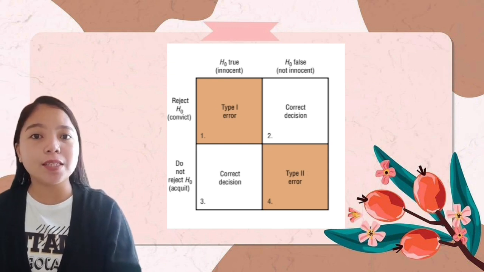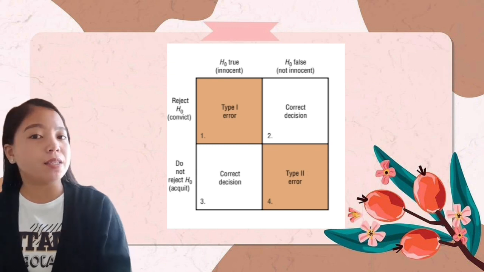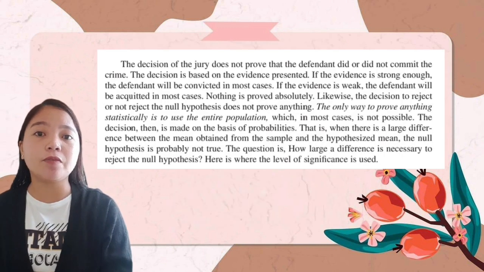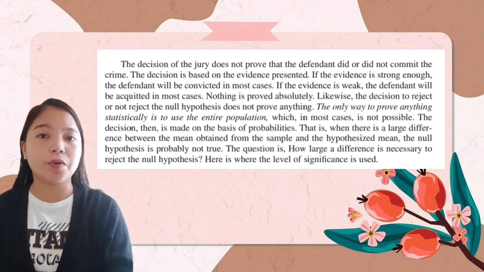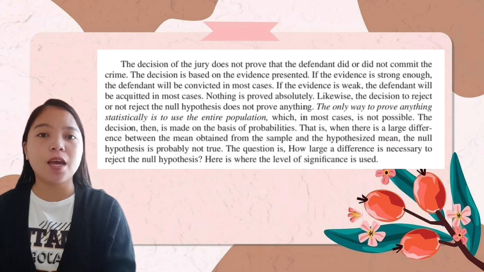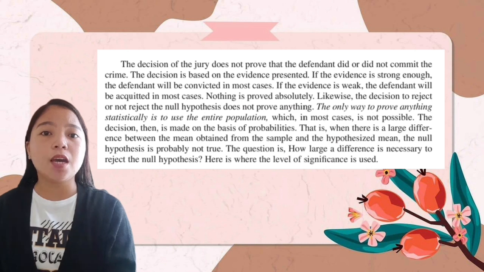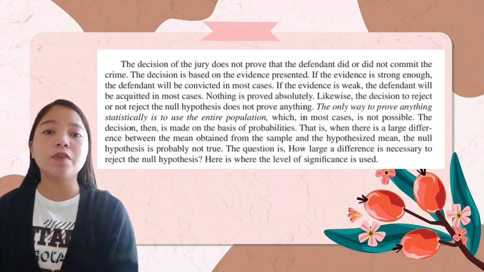However, if the defendant is acquitted and he or she did commit the crime, then a type 2 error has been made. It is in block 4. The decision of the jury does not prove that the defendant did or did not commit the crime. The decision is based on the evidence presented. If the evidence is strong enough, the defendant will be convicted in most cases. If the evidence is weak, then the defendant will be acquitted in most cases.